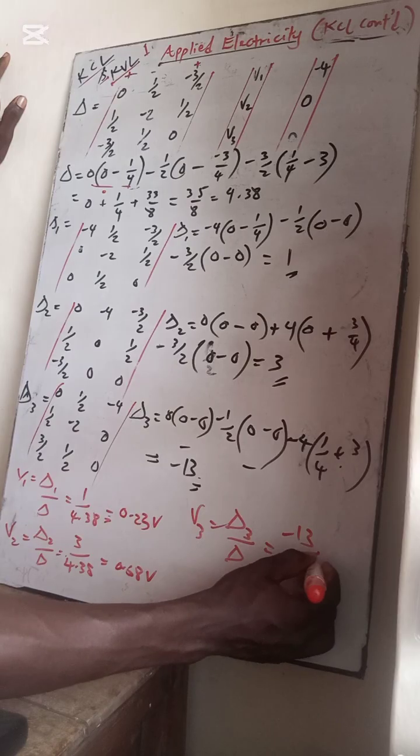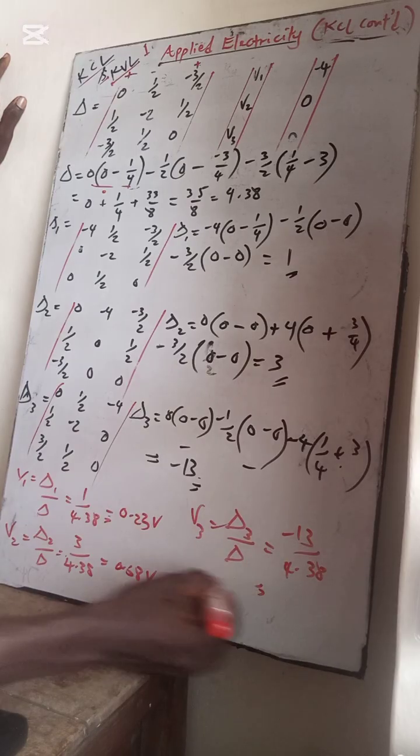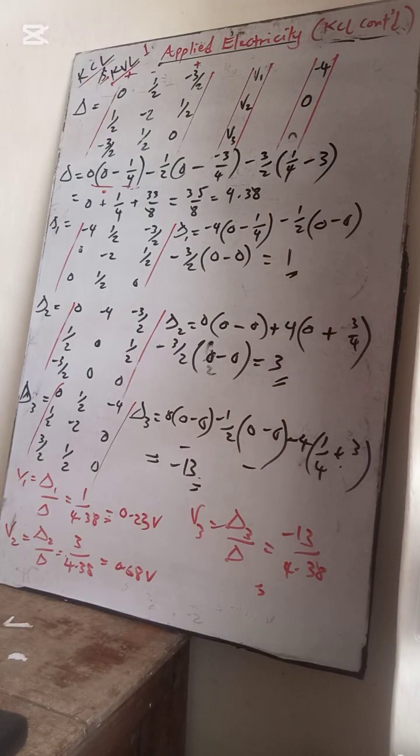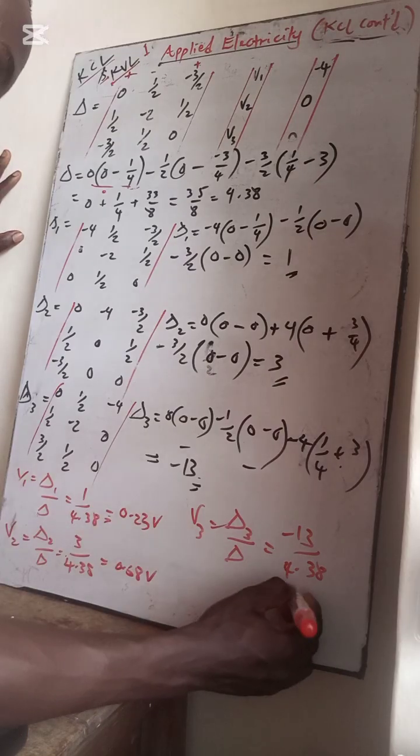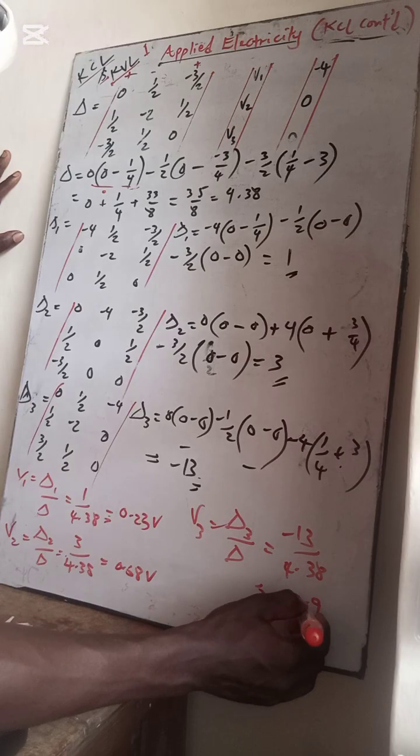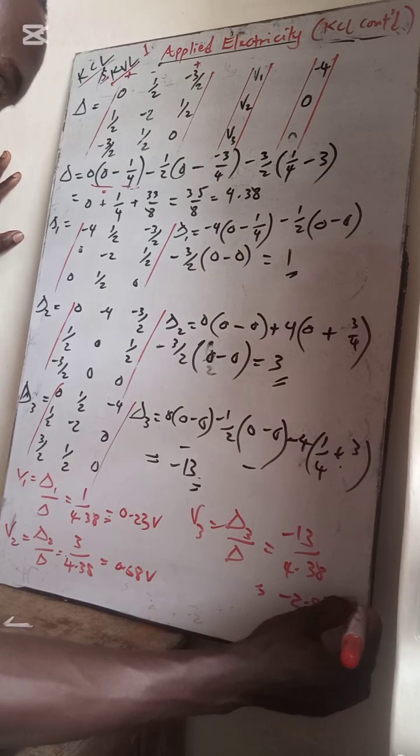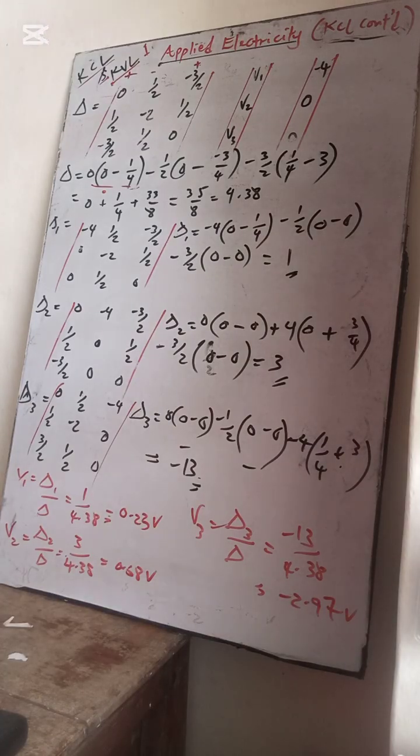Minus 13 over 4.38. That's minus 2.96, 2.97 actually. So this is just how to calculate the voltage in this case.